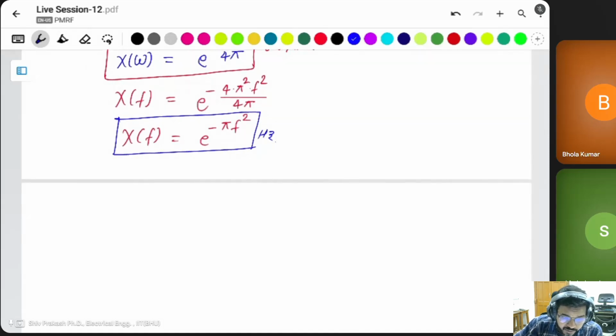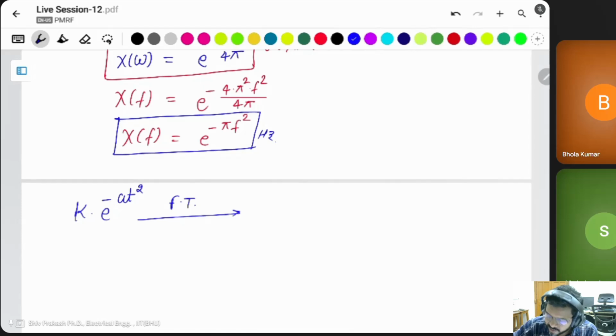It means you can say the Fourier transform of k into e to power of minus a t square will be k root of pi by a, e to power of minus omega square upon 4a. This will be X(omega).